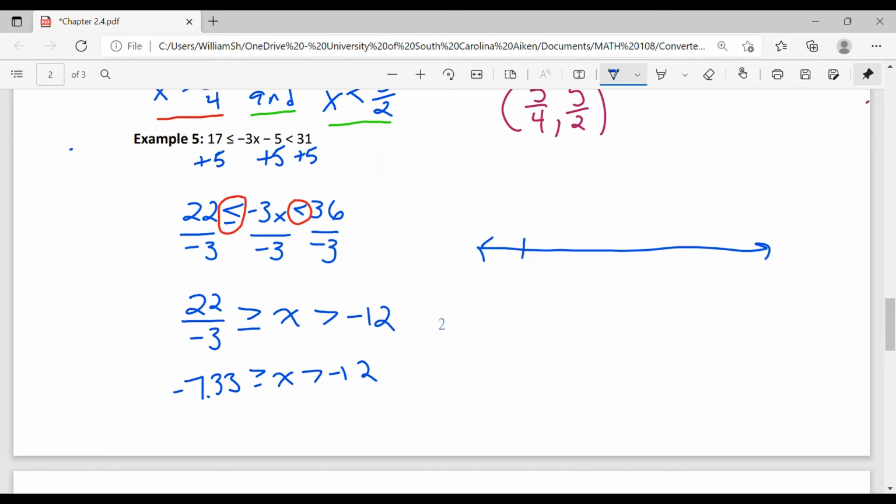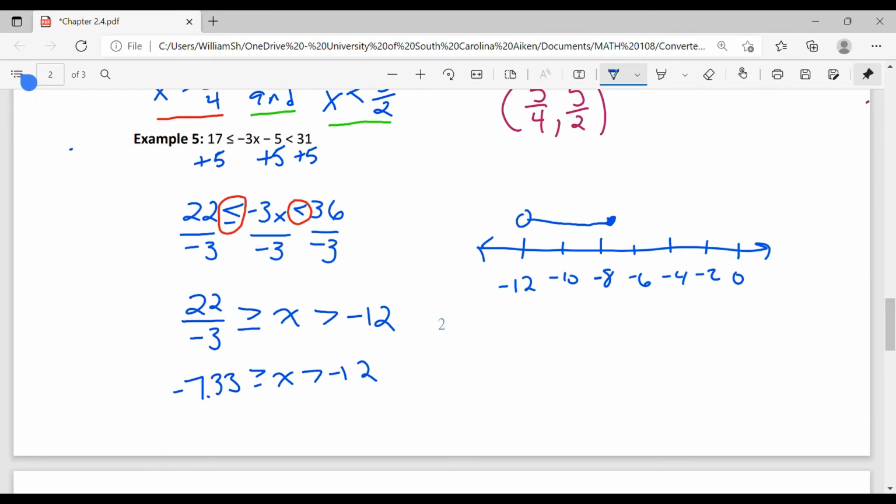Okay. So if you're thinking about your number line here, you've got negative 12 here, and we go by 2, so negative 10, negative 8, negative 6, negative 4, negative 2, 0. We want x to be greater than negative 12, but also less than negative 7.33, which is probably somewhere around here, and it's equal to. So that's perfectly fine. We've got some existence right there where everything is going to be okay with the x.